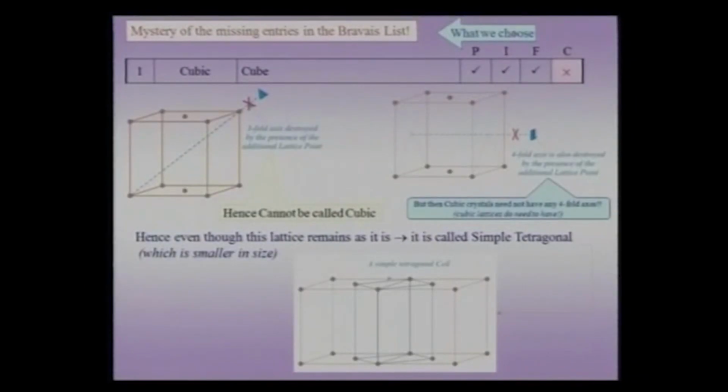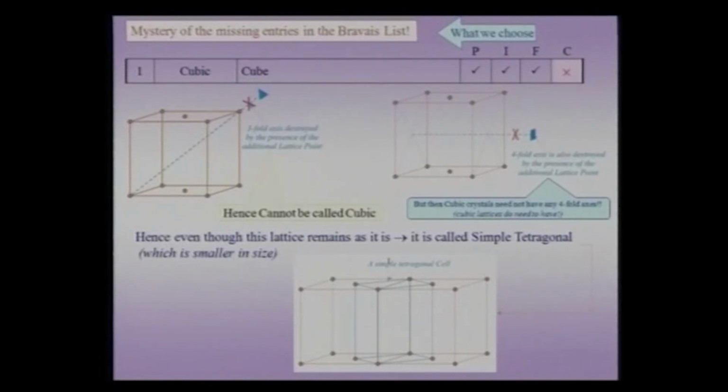Now the question is, where do we place this? That means, what do we choose? The question we are asking is, what is the preferred lattice, or the preferred unit cell which will go on to describe the lattice. The one we choose is shown in the figure at the bottom, and that is a simple tetragonal cell.